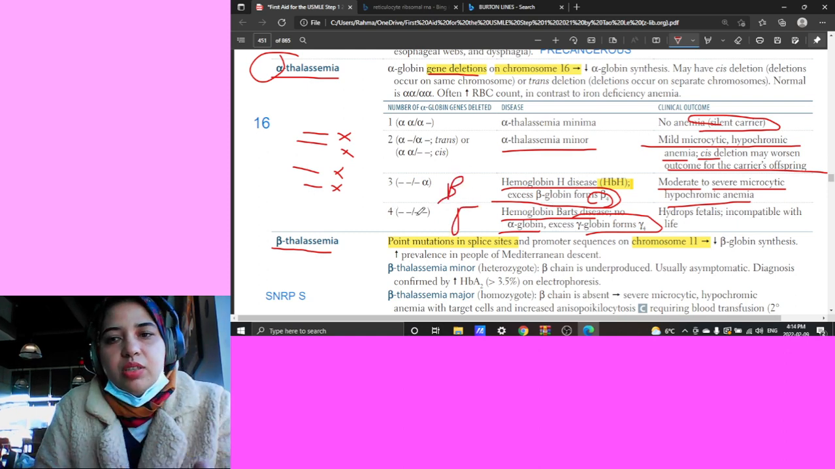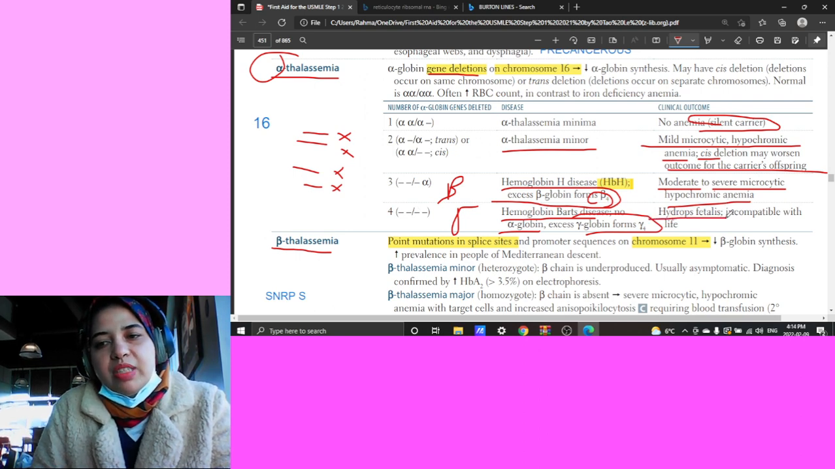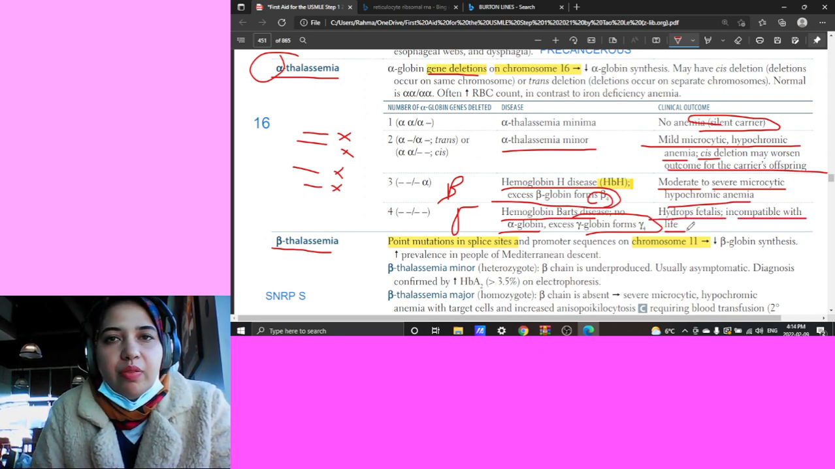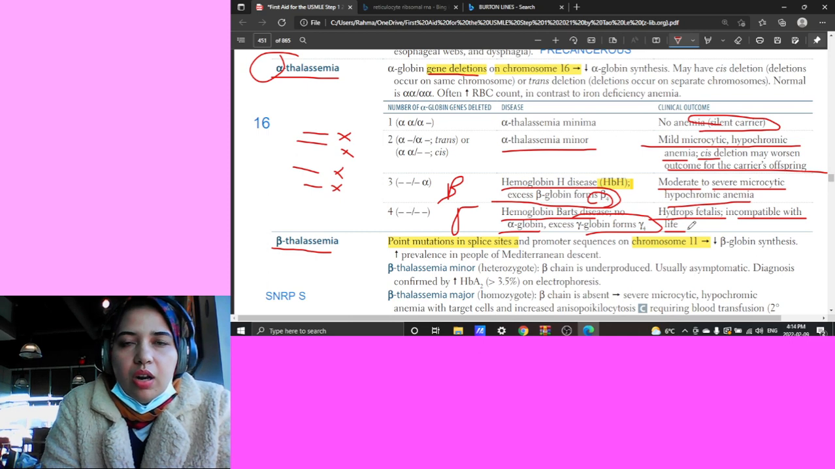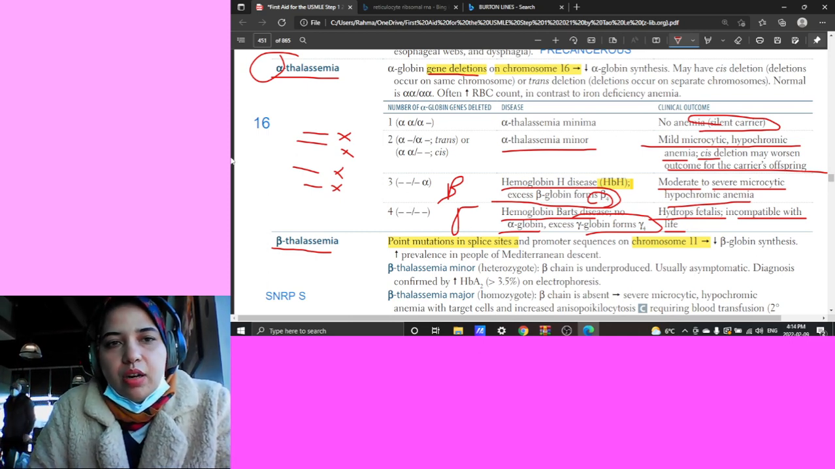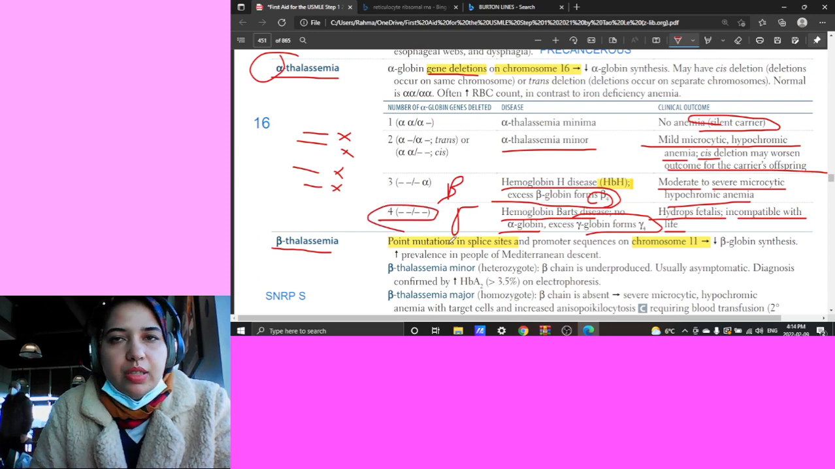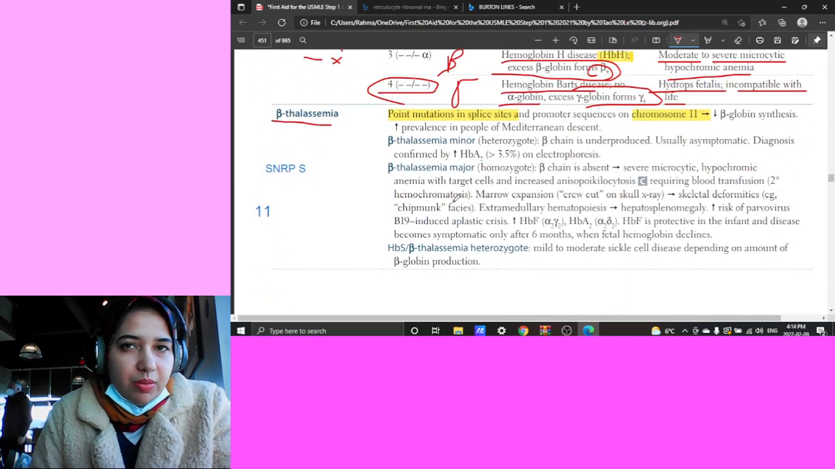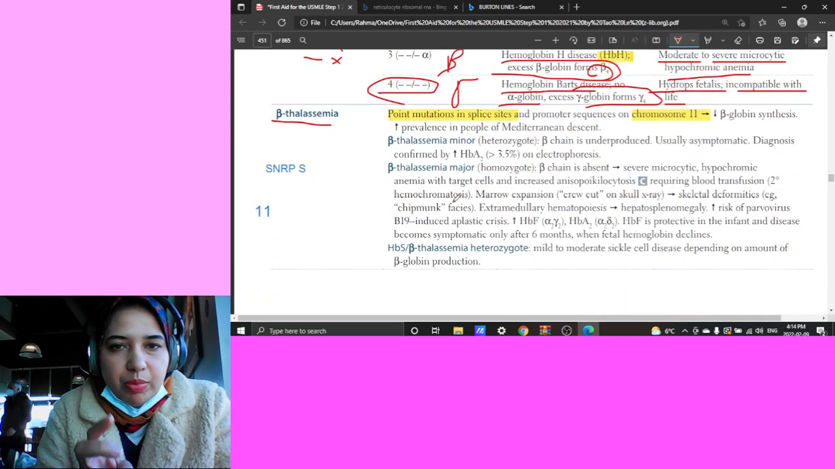You're going to have a severe type of anemia, we call hydrops fetalis. It's absolutely incompatible with life. I need alpha for fetal hemoglobin. I need alpha for adult hemoglobin. So I don't have that here. So this is the worst one. It's Hb Bart.